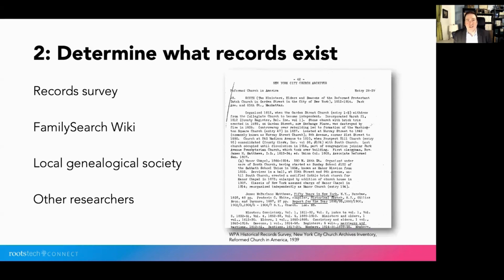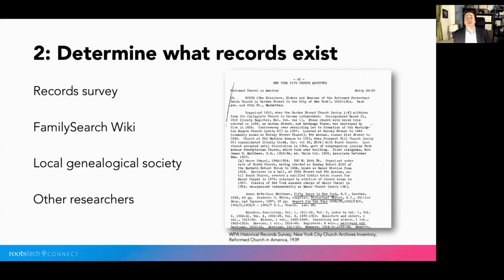The second strategy is key because we have to determine what records actually exist. We could wish and hope for a marriage record from New York in 1830 from a town clerk, but guess what? It never existed in the first place. So it's not going to appear out of nowhere. This is where we should take time to determine what records actually might exist. This might be by looking at a record survey that was done that might have inventoried resources at a courthouse or at a local, state, or county archive. It might be looking online at resources like the FamilySearch Wiki.